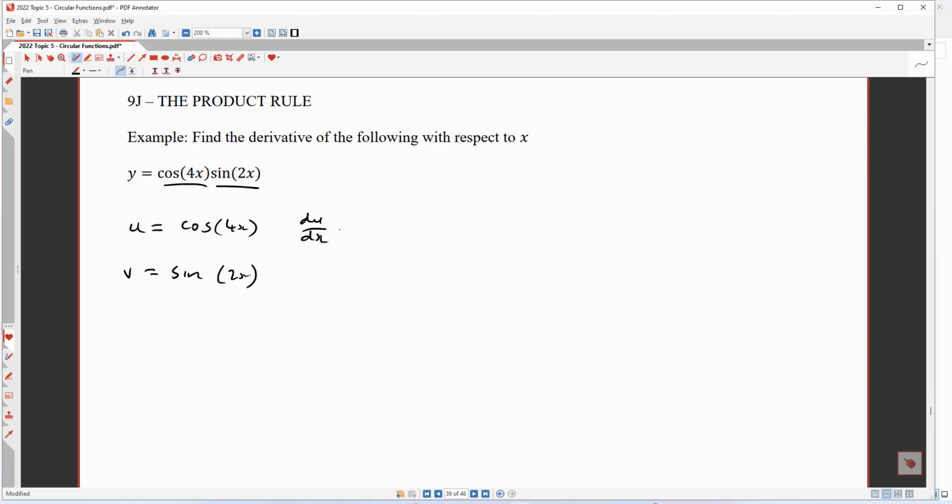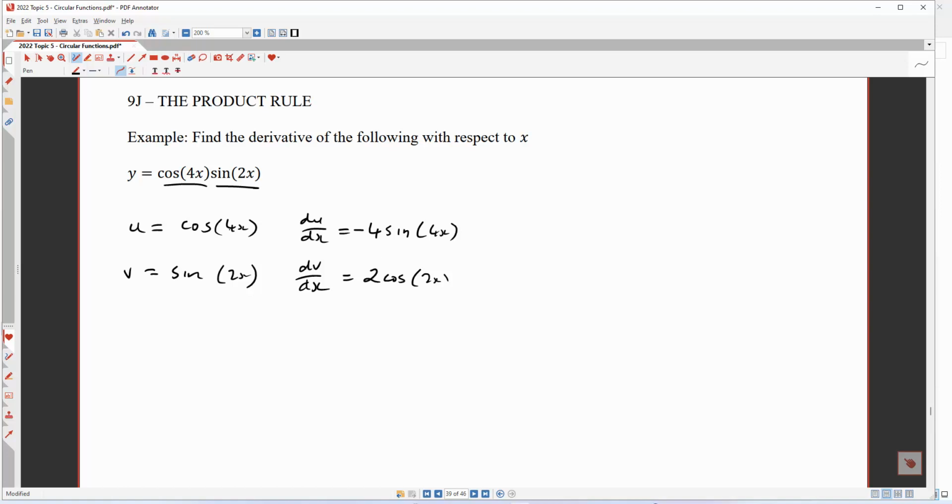du dx is, so this 4 goes out the front, and because it's cosine, that derives to negative sine. So we're going to write negative 4 sine of 4x. Again, kind of using the formula sheet now rather than the chain rule. For this one, dv dx is 2 cosine 2x. Again, just use the formula sheet if you're not comfortable. I can remember this one, but if you're not comfortable, use the formula sheet.